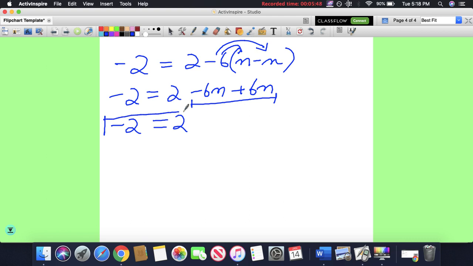And this is not a true sentence. Negative 2 is not equal to 2. So this is telling you that this is a no solution. So if you happen to get something like this, it tells you no solution. Meaning, there is no value of x in this world, or no value for this variable in this world, that will make this equation true.